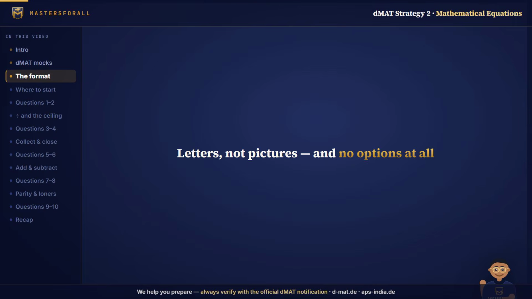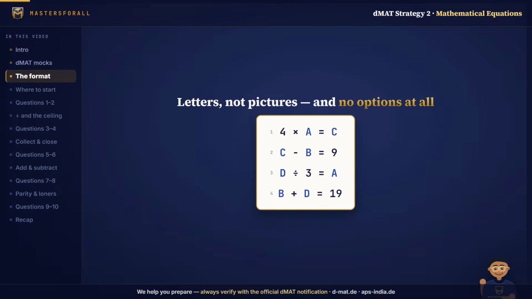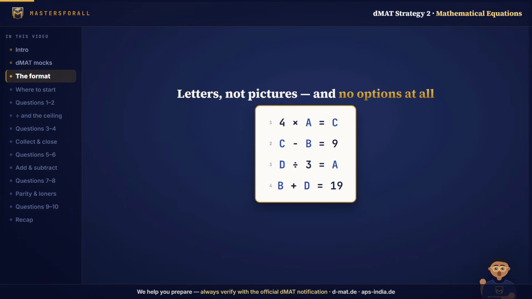Right, let's work. First, the shape of the task, because this one surprises people. You get several equations at once. The unknowns are letters, A, B, C, D. Your job is to find the numbers that make every equation true at the same time. And here's the part that catches people. There are no answer options.